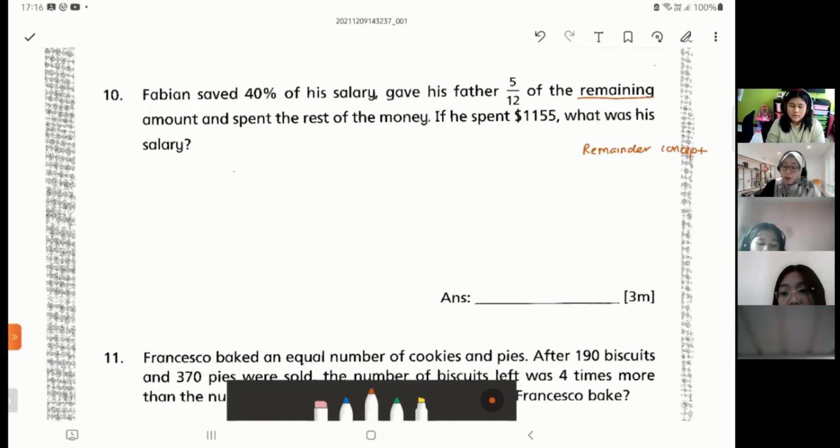Okay, so I'm going to use the model method. Okay, when you want to use model, you must make sure that all the information given to you are in units.